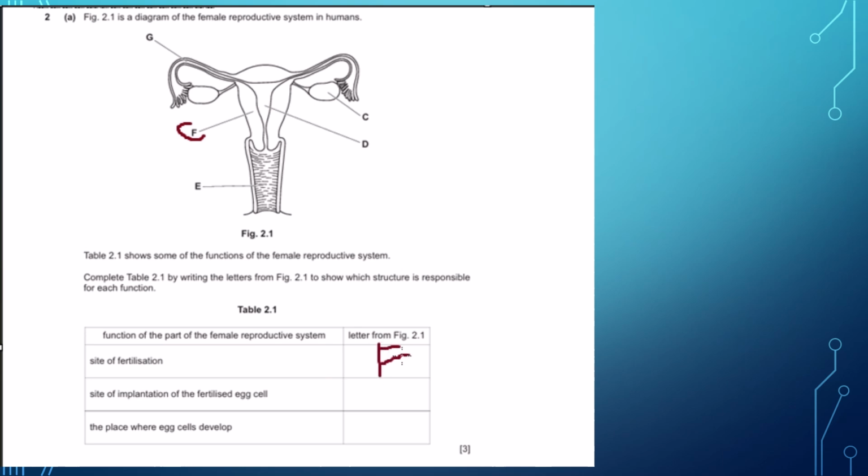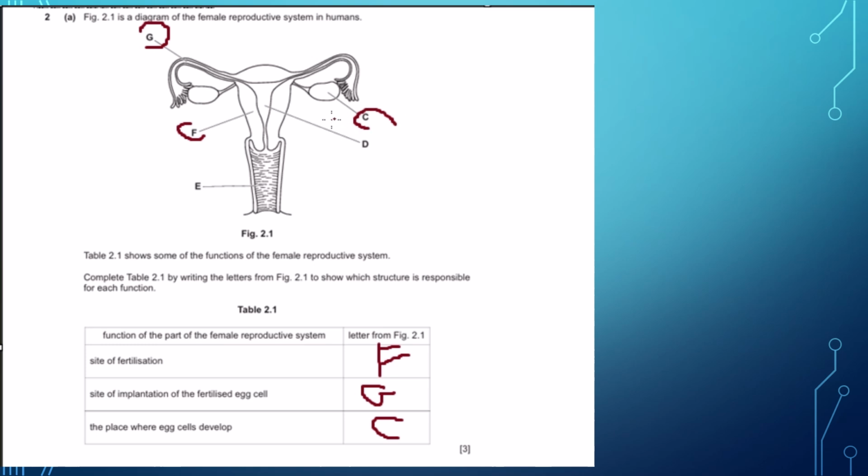In the uterus lining, the site of implantation is G, and where eggs are developed is here, C, in our ovary.